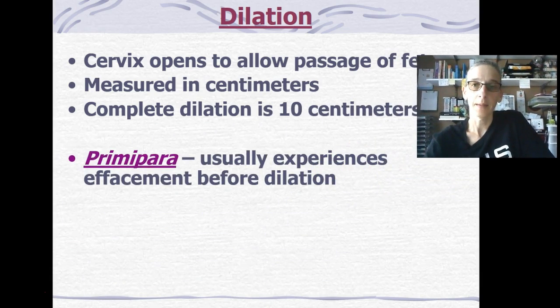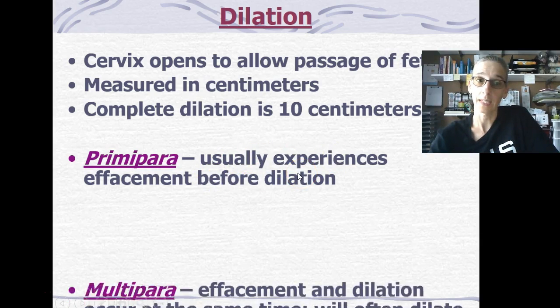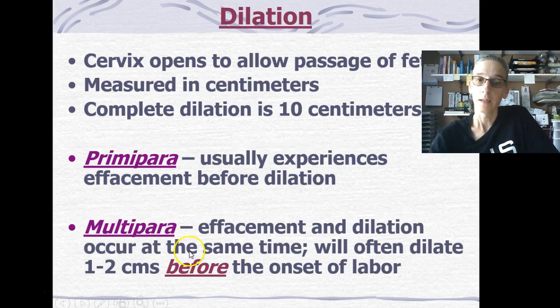All right, for a primip, if you don't remember, go back and look, know what a primip is. Primipara usually experience effacement before dilatation. Now, multipara, effacement and dilatation will occur at the same time. They will often dilate 1 to 2 centimeters before the onset of labor even begins.